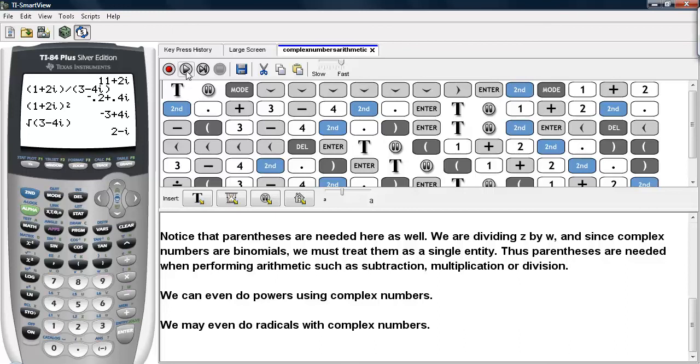So if you're using complex numbers and you want to perform some basic arithmetic with this, the calculator can perform basic arithmetic with complex numbers.